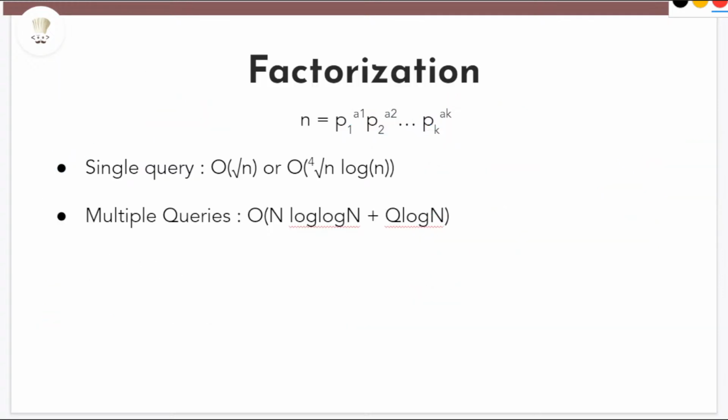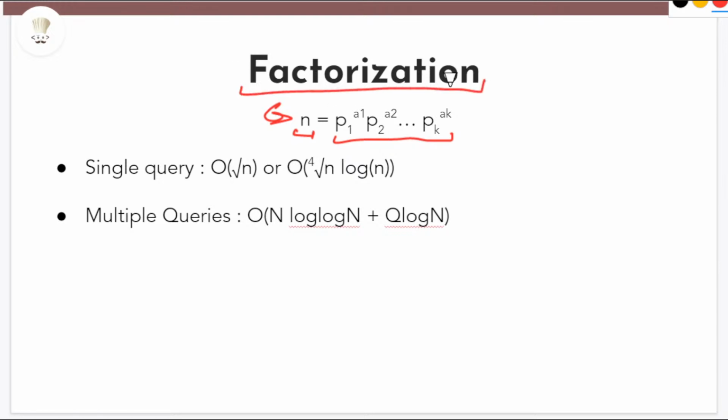Let us move on to factorization. Now factorization is just the method to write n as a product of its prime powers. Basically, if you're given an n in a function, you want to output p1, a1, p2, a2, and so on up until pk, ak. You want to output all of these numbers, right? How do you do that? That method is called factorization.